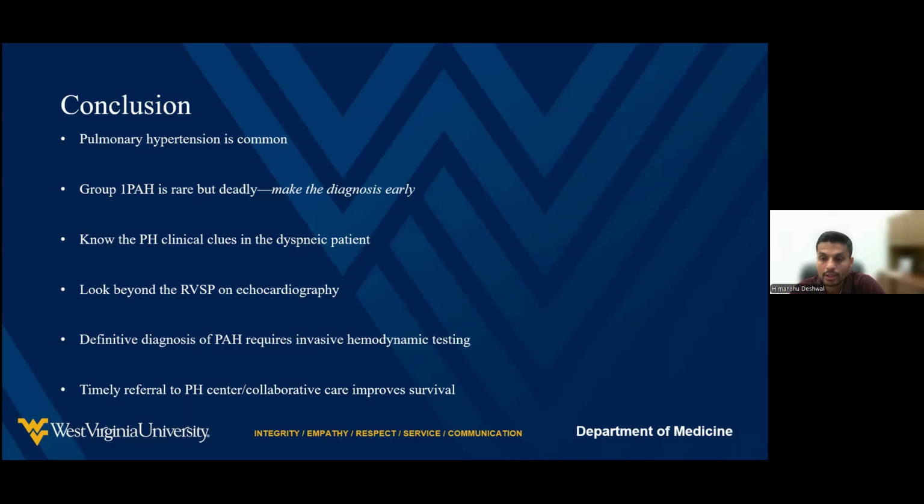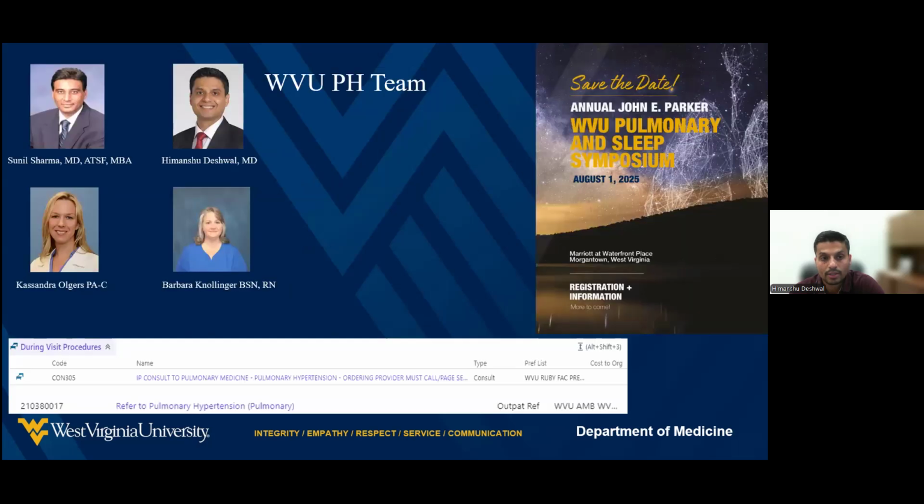So look at the EKG, look at the chest imaging, look at the echocardiogram, look at the history. And if RVSP is not given in an echocardiogram, look at other things like a dilated right ventricle. Is there septal flattening with RV pressure overload or volume overload? And then if you really want to diagnose somebody with pulmonary hypertension, right heart cath is required by gold standard to differentiate the type of pulmonary hypertension. And then timely referral and collaboration with PH centers improves survival in these patients.